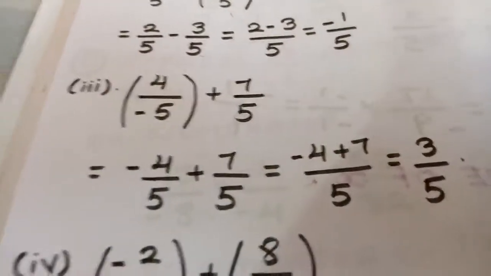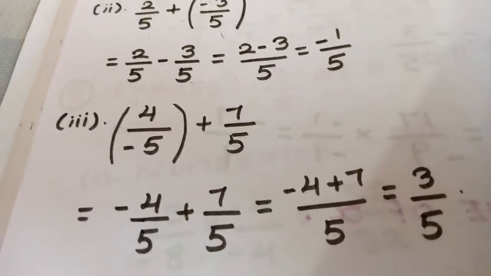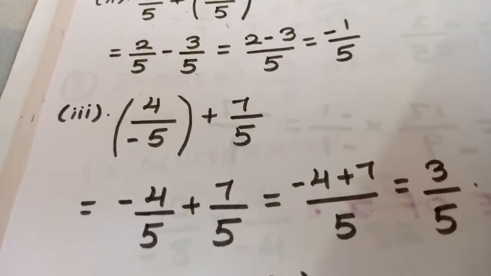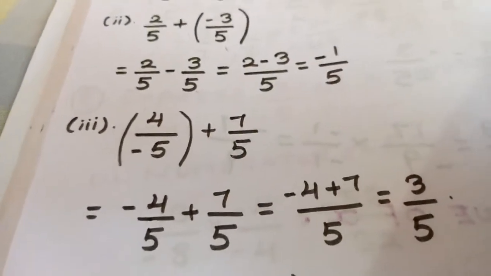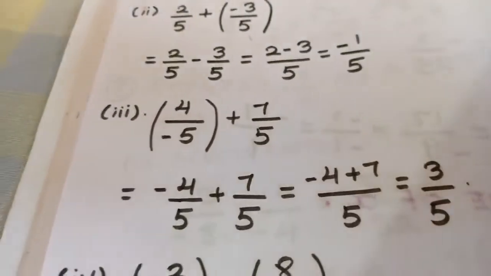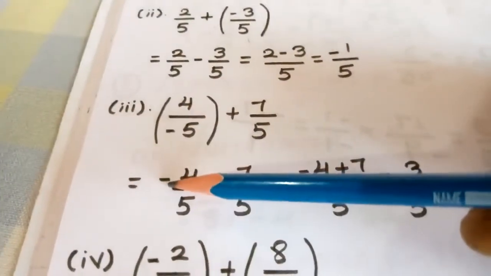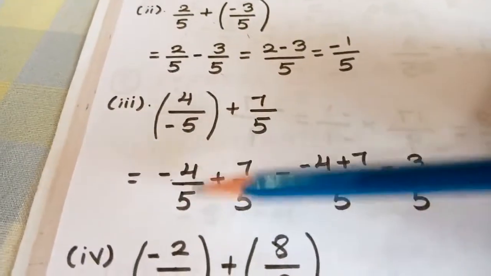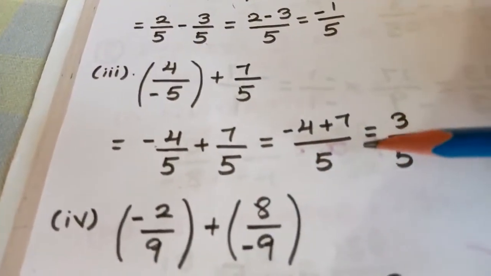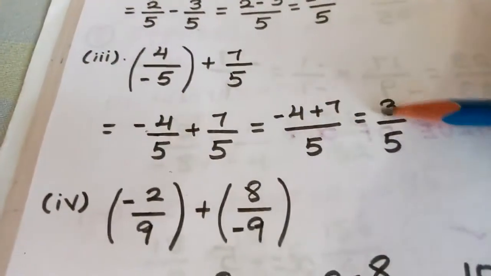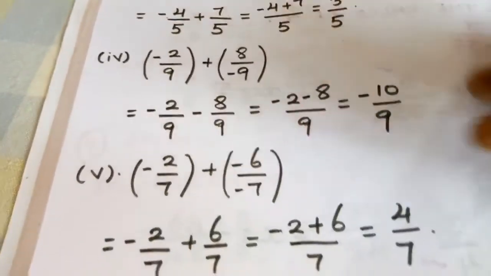Third question, 4 by minus 5 plus 7 by 5. In this case also, first you are going to calculate the sign and then do the operation. The minus goes to the top, so minus 4 by 5 plus 7 by 5. Check the denominator. Afterwards you calculate, and you get the answer as 3 by 5. So this is the way of calculating the sum in the first part.